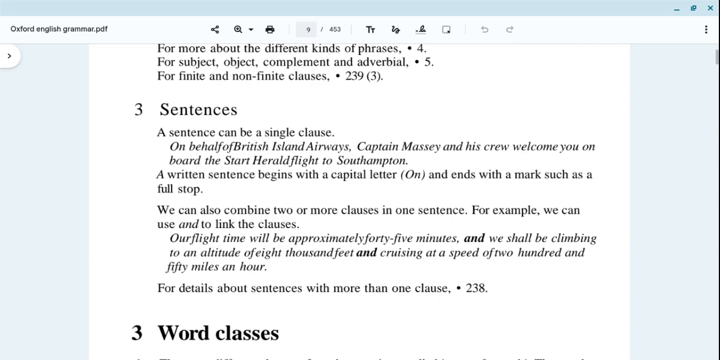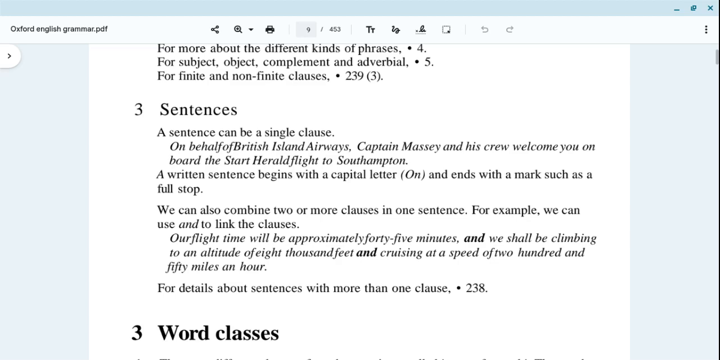Sentences. A sentence can be a single clause. On behalf of British Island Airways, Captain Massey and his crew welcome you on board the Start Herald flight to Southampton. Okay. A written sentence begins with a capital letter and ends with a mark such as a full stop.